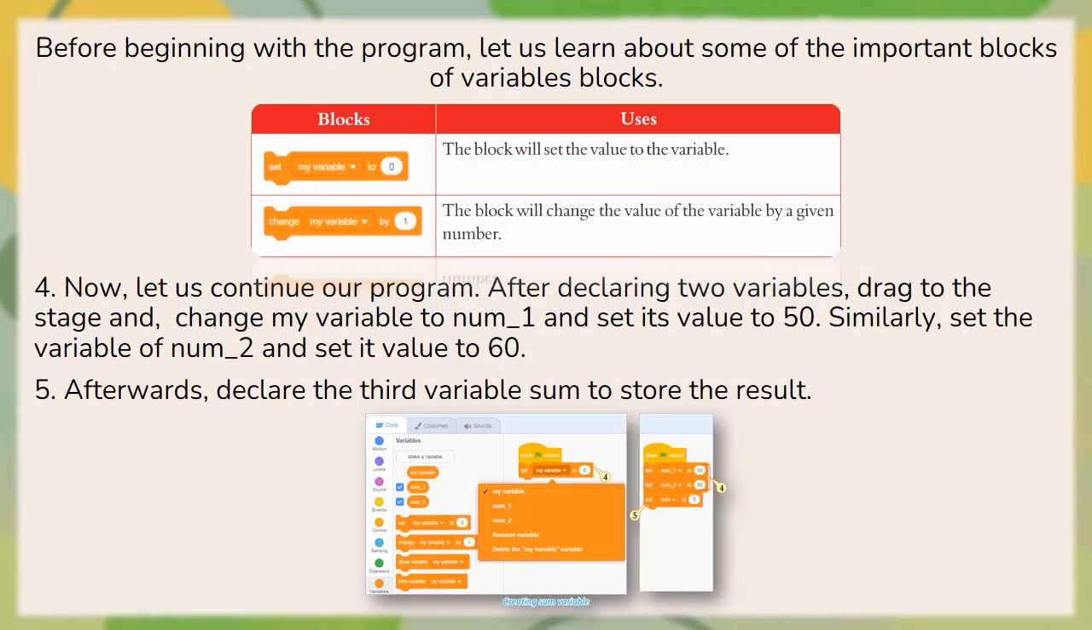Before beginning with the program, let us learn about some of the important blocks of variables blocks. 4. Now, let us continue our program. After declaring two variables, drag the set block to the stage and change my variable to num_1 and set its value to 50. Similarly, set the variable num_2 and set its value to 65. Afterwards, declare the third variable sum to store the result.